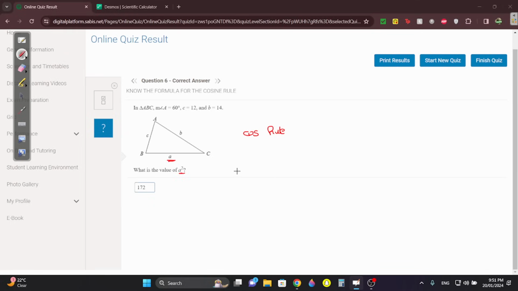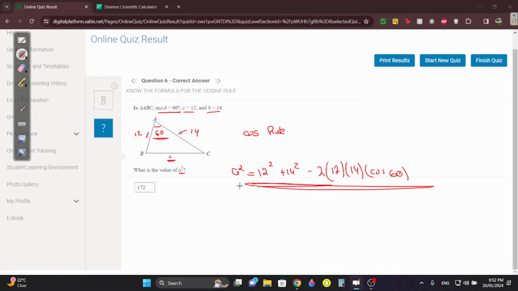Okay, the cosine rule based on a squared. Actually, let's write down the given. Sorry, angle A is 60. c is 12, and b is 14. I told you the side squared equals the other two squared, so 12 squared plus 14 squared minus 2 times the other two sides, which are 12 and 14, times cosine of the angle, which in this case is 60. Put this in a calculator, you get 172.